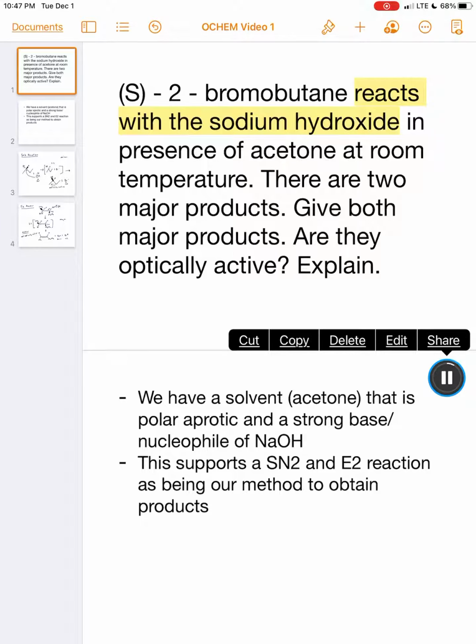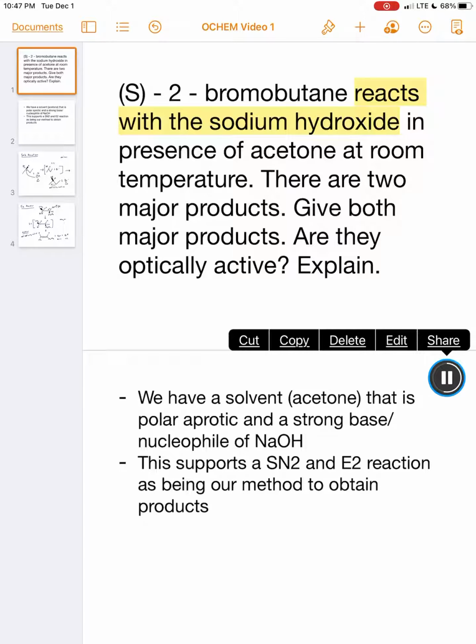S2-bromobutane reacts with sodium hydroxide and acetone at room temperature. There are two possible major products. Give both major products. Are they optically active? Explain. I highlighted that it reacts with sodium hydroxide because it means it is the nucleophile/base in this reaction, leaving the acetone to be the solvent.